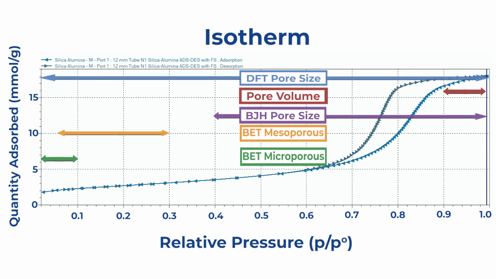Pore size distribution information is obtained using different regions of the isotherm depending on which technique is used. The displayed graphic shows some of the common techniques that are used and where data collection is required to determine the desired material properties.